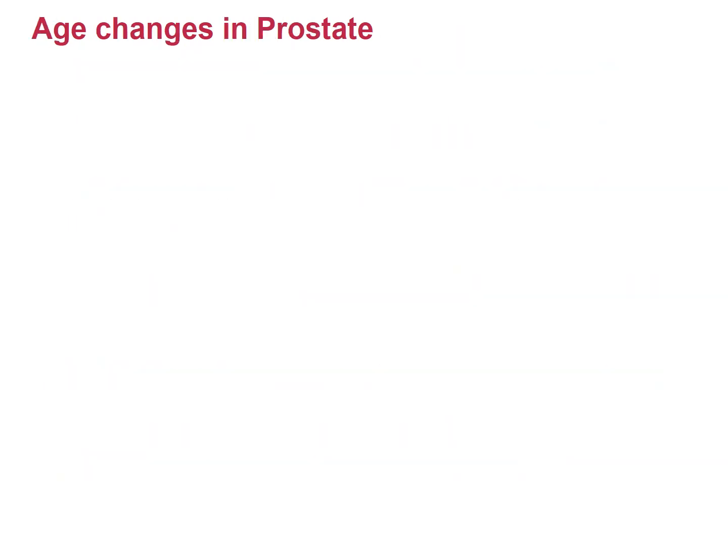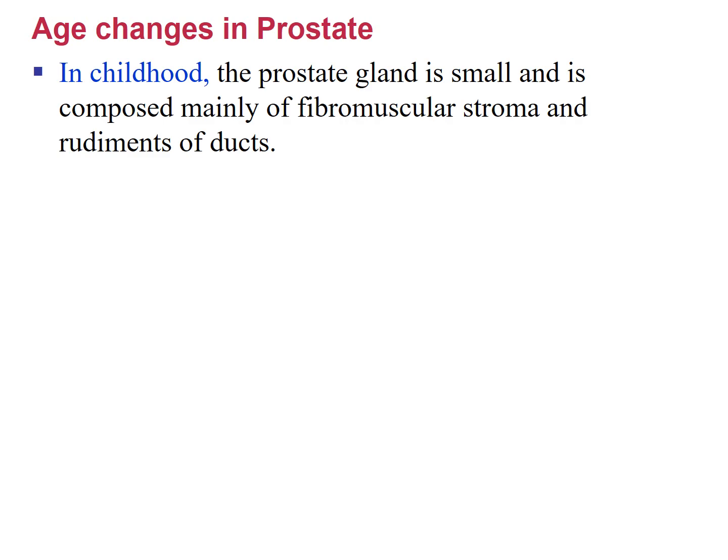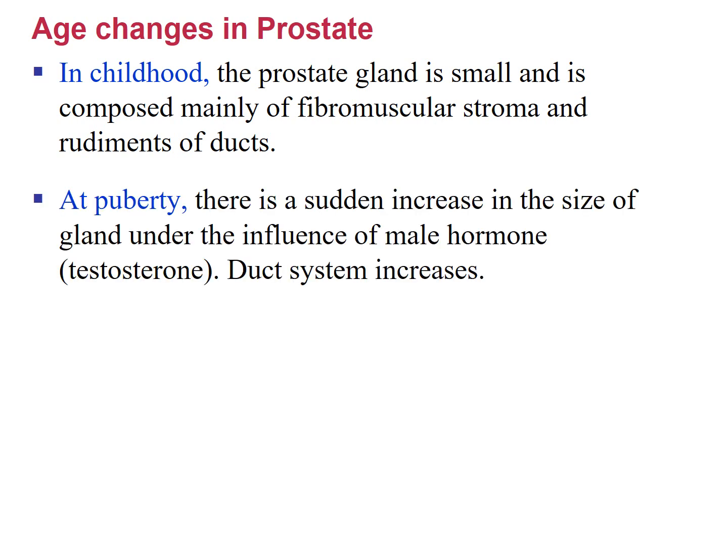Age changes in prostate. As age advances, a lot of changes take place in the prostate gland. In childhood, the prostate gland is small and is composed mainly of fibromuscular stroma and rudiments of ducts. At puberty, there is a sudden increase in the size of the gland under the influence of the male hormone, that is testosterone, and also an increase in the duct system.